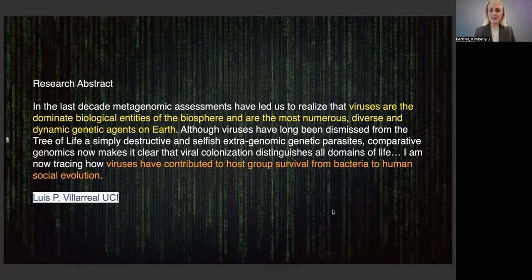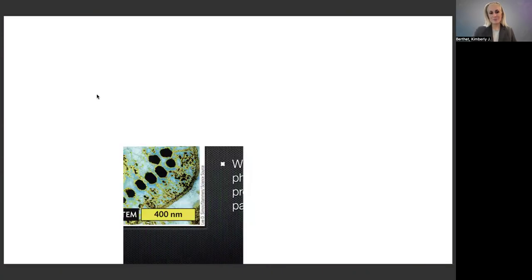And here we can see it says host group survival from bacteria to human social evolution. So I think social evolution is another element that we don't really think about. So I really like this research abstract because it makes us think out of the box about viruses. We're not only thinking about COVID, we're thinking of the greater implications of virology.